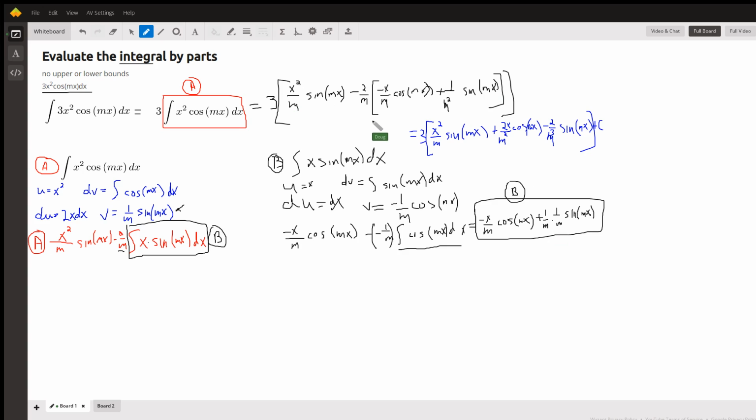And then I can remove this bracket by distributing the minus 2 over m. You get 2x over m squared cosine of mx, plus, or no, actually minus 2 over m cubed sine of mx. And here's where I finally add the constant of integration. Then you could distribute the 3, although that doesn't accomplish a lot.